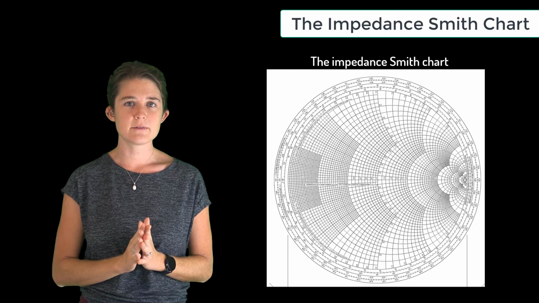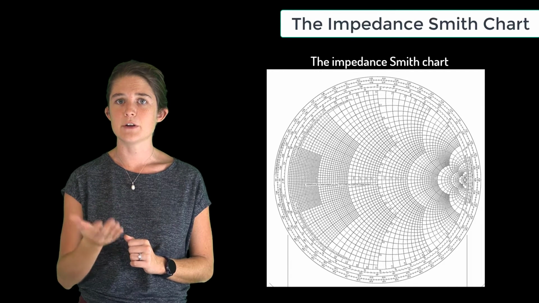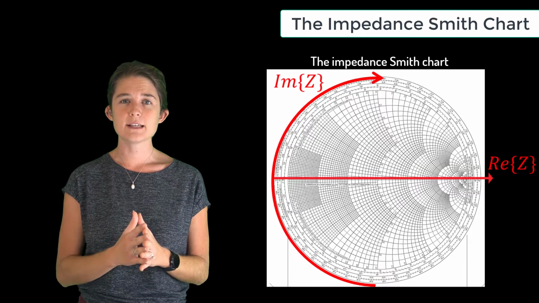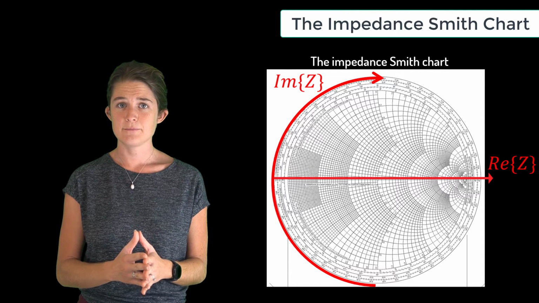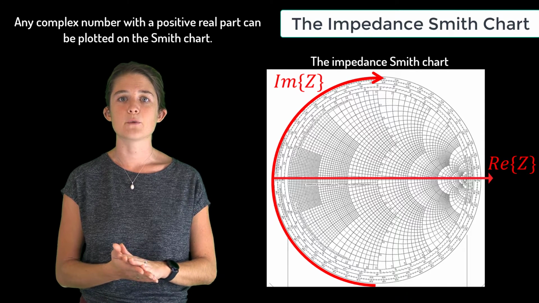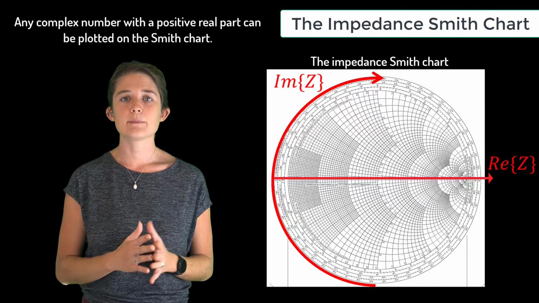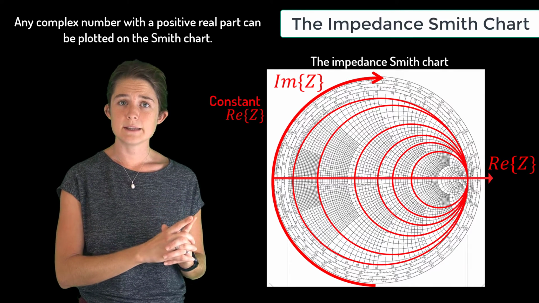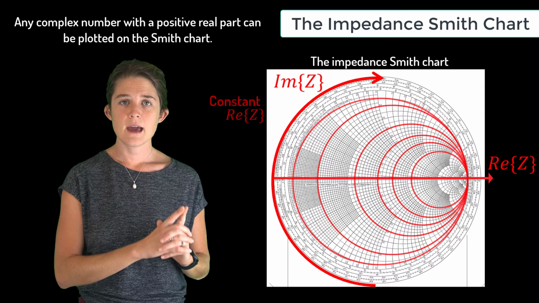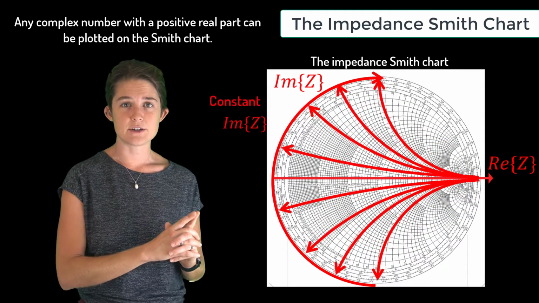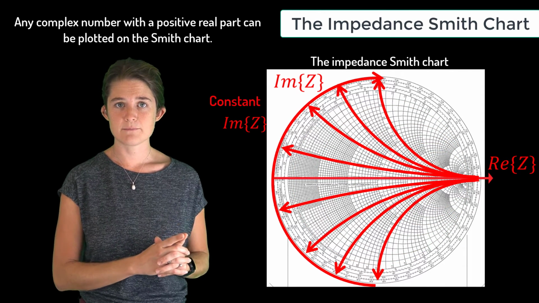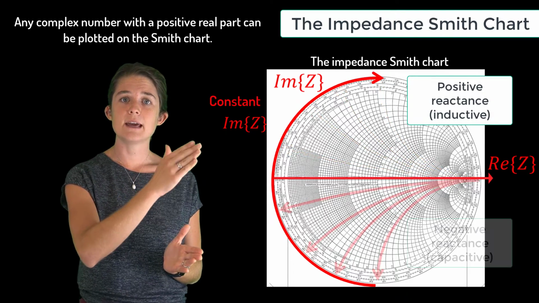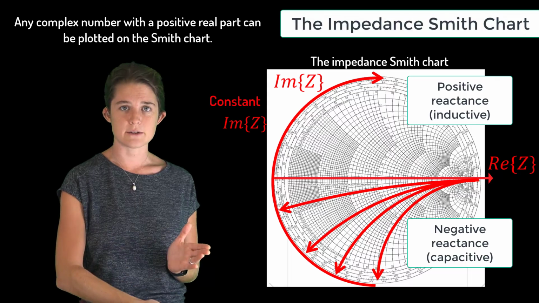If you like, you can pause the video for a moment and print yourself a copy from the notes that accompany this lesson. The Smith chart is a mapping of the positive x half of the complex plane. In other words, any complex number with a positive real part can be plotted on the Smith chart. These are the lines of constant real impedance, or resistance, and these are the lines of constant imaginary impedance, or reactance. Positive reactances are graphed above the center line, and negative reactances are graphed below the center line.